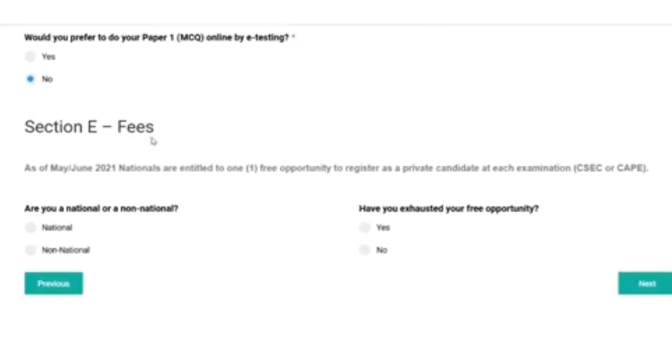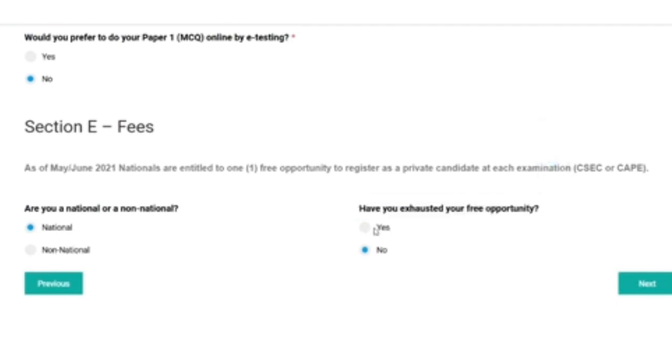Section E, fees. Persons who have to pay fees, this is your section. But persons who don't have to pay fees, you have to say whether you are a national or non-national. If you're national, press national. If you're a foreigner, press non-national. Have you exhausted your free opportunities? That means you don't have any more free opportunities. If you have to pay, press yes. If you have a free opportunity, press no. So that means you will get a free chance.